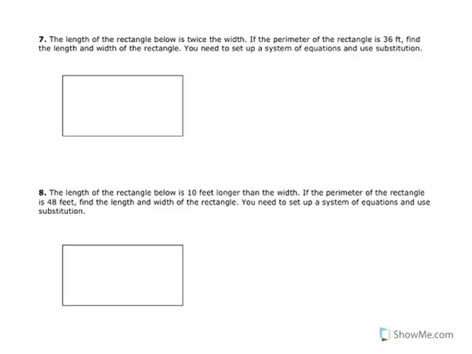Okay, on this next one, we've got to set up the systems. It says the length of the rectangle below is twice the width. The perimeter of the rectangle is 36. Find the length and width, and you need to set up a system of equations and use substitution. So look, anytime we're finding the perimeter, we're going to say 2 lengths plus 2 widths will equal the perimeter. So in this case, it would be 36.